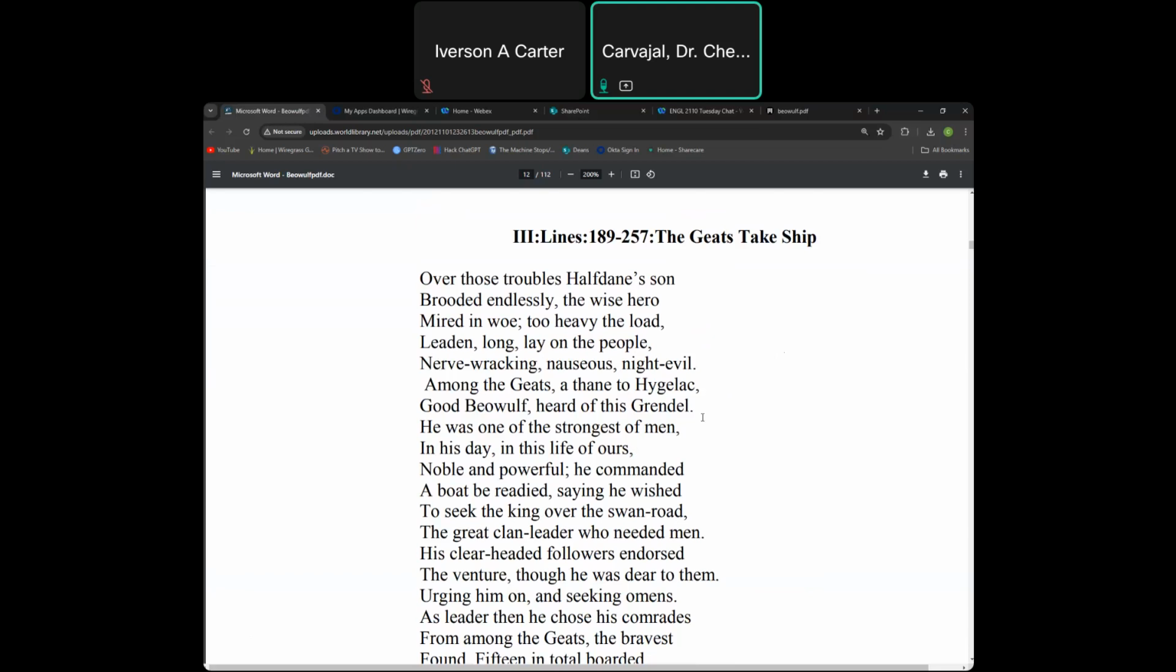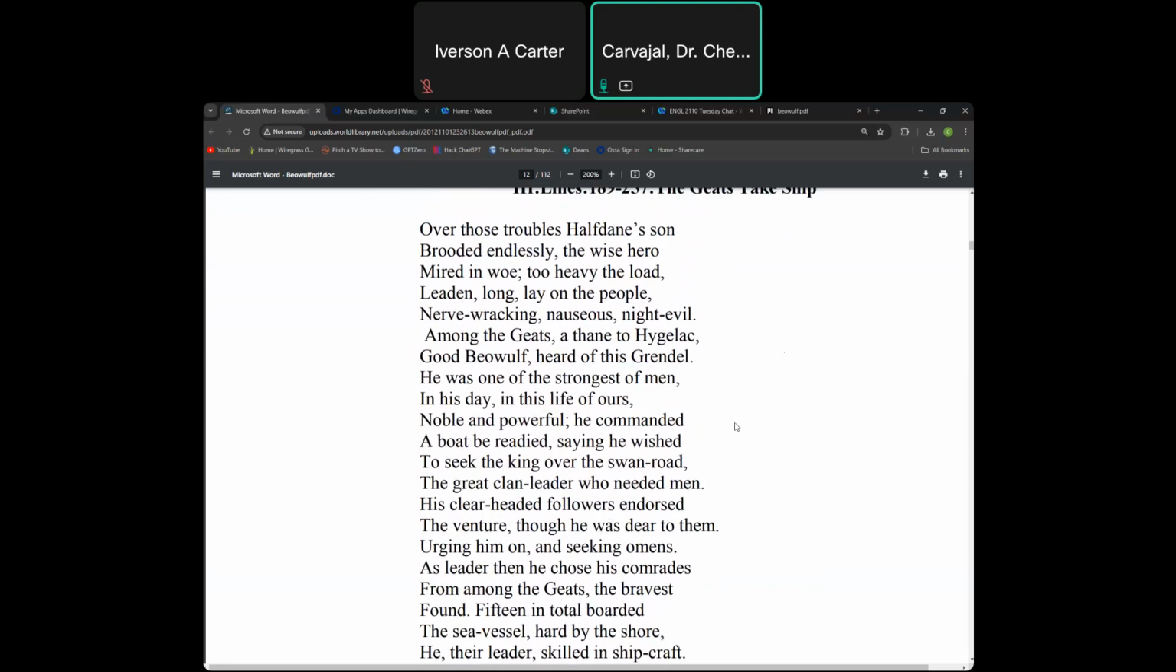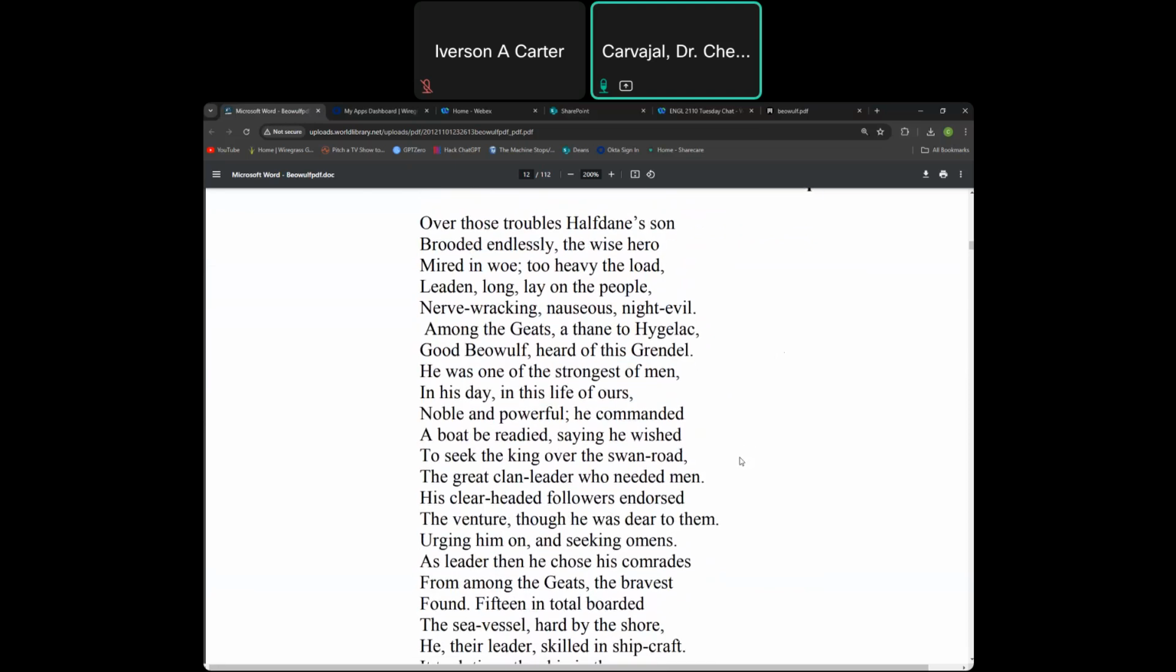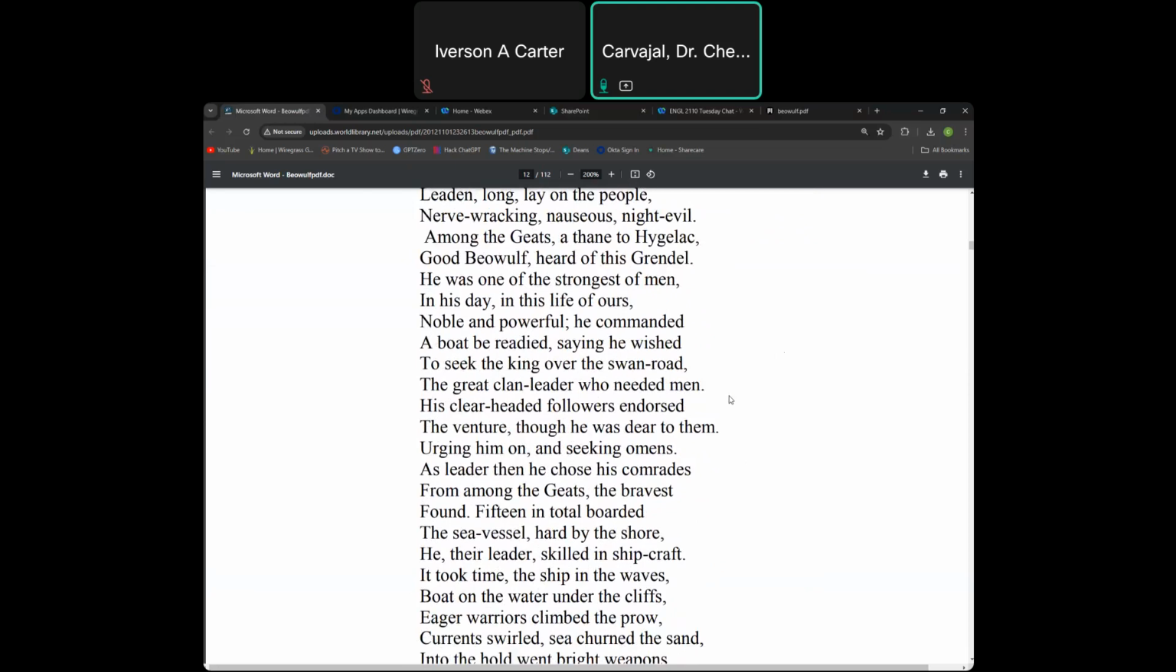But Beowulf just really wants to prove himself against this Grendel guy. And so he asks Hygelac, and the king allows it to happen. So he gets some people together, and he essentially wants to go help Hrothgar.